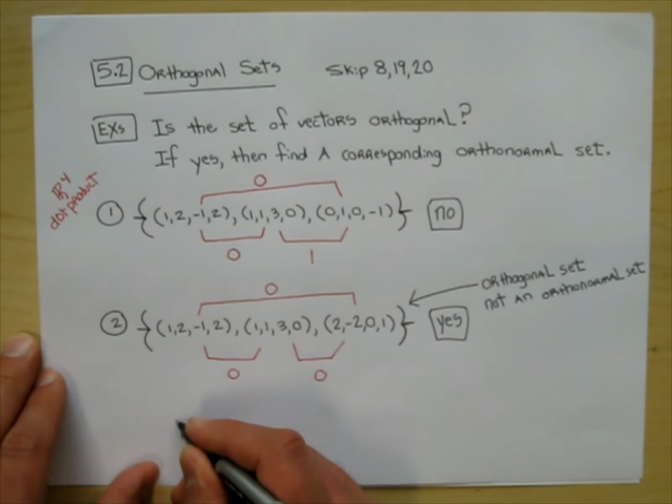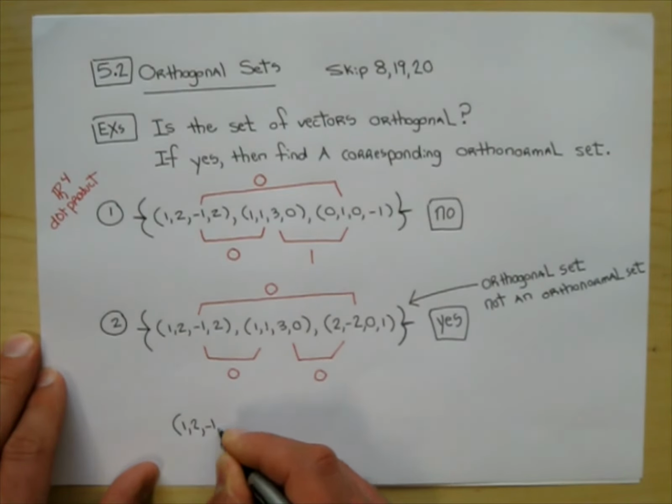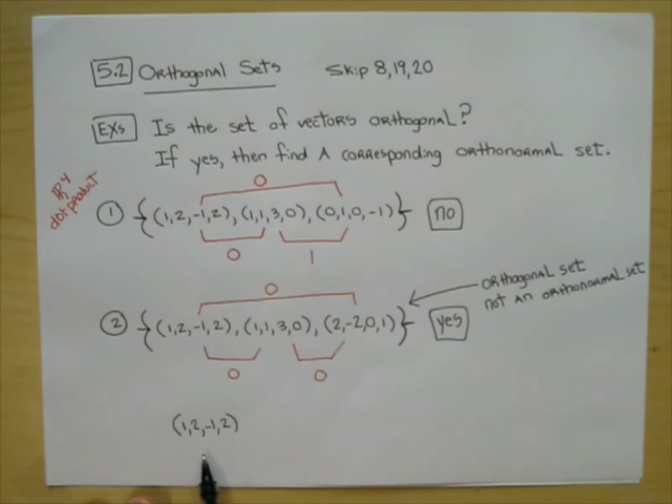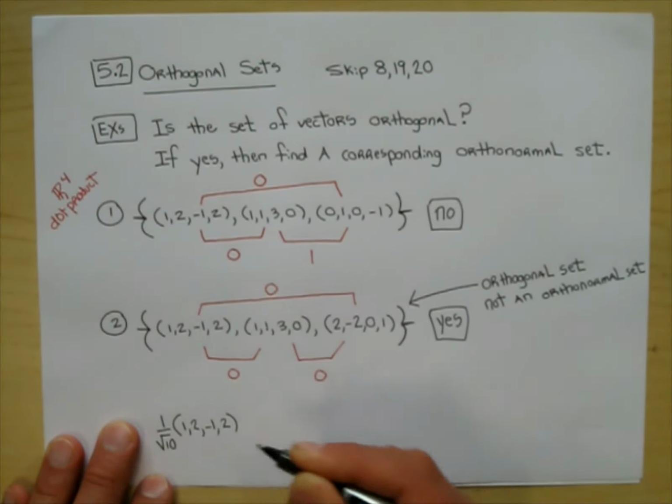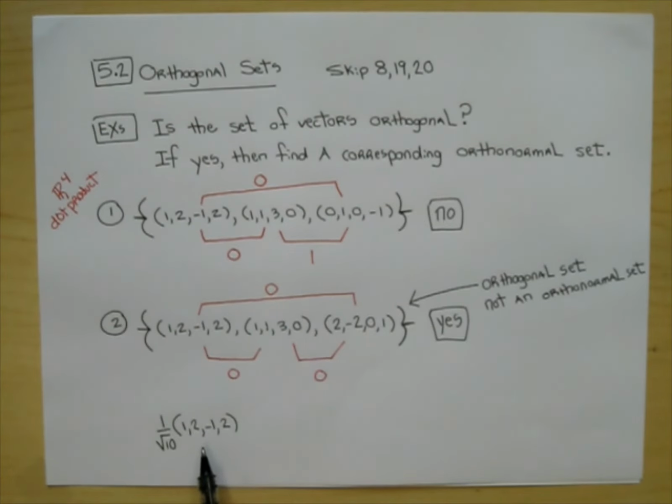Okay, so let's put this vector right here. So this has length root 10. To make it so it has length 1 but pointing in the same direction, you go 1 over root 10. Now that vector has length 1. And what was that called again? That was called normalization. We just normalized that vector. So this vector has length 1.